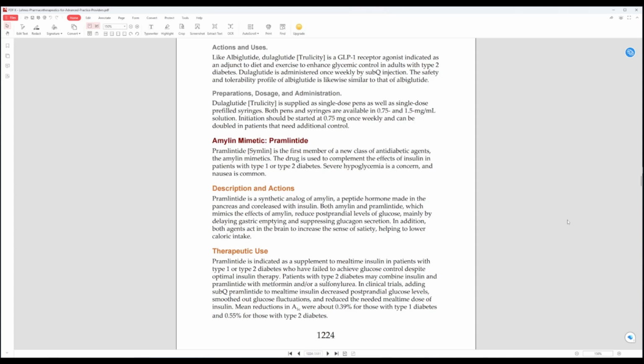The safety and tolerability profile of dulaglutide is similar to that of albiglutide. The medication is supplied in a single-dose pen as well as a single-dose prefilled syringe. Both pen and syringe are available in 0.75 and 1.5 milligram per ml solution. Initiation should be started at 0.75 milligrams once weekly and can be doubled in patients that need additional control.